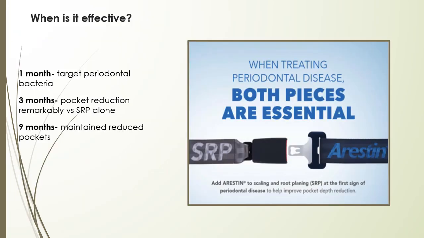When is Arestin effective? For 1 month, it targets periodontal bacteria. For 3 months, it gives remarkable pocket reduction versus SRP alone. So when treating periodontal disease, both pieces are essential, SRP and Arestin. For 9 months, it maintains reduced pockets.